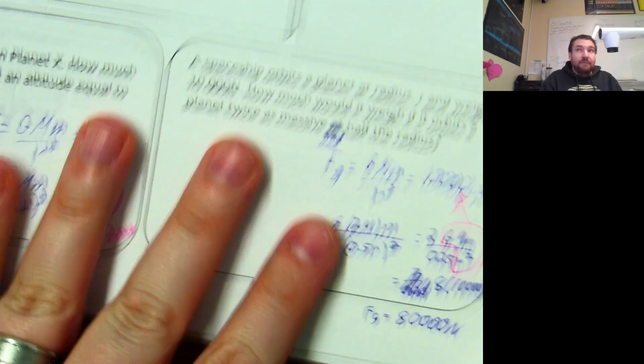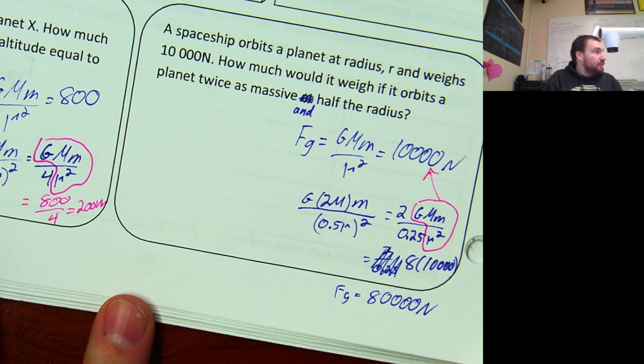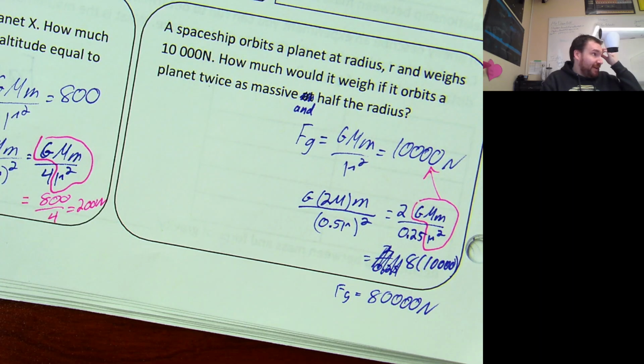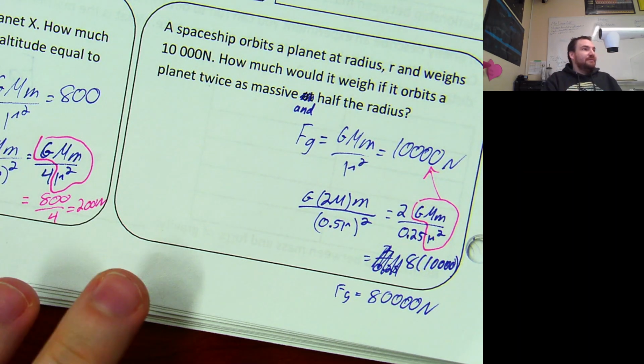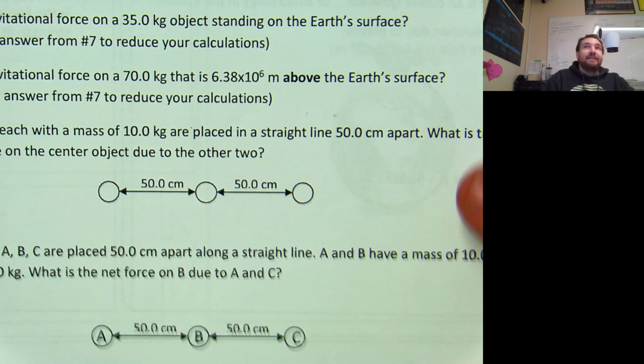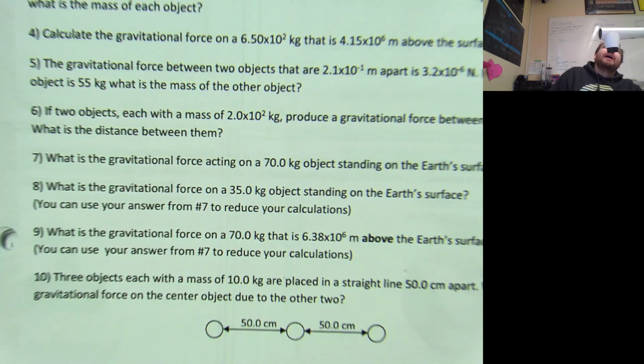Okay, next one. Oh, weight, 80,000. Or did you want me to? That was a bad joke, I'm sorry. Okay. If you didn't get it, it was a really bad joke.